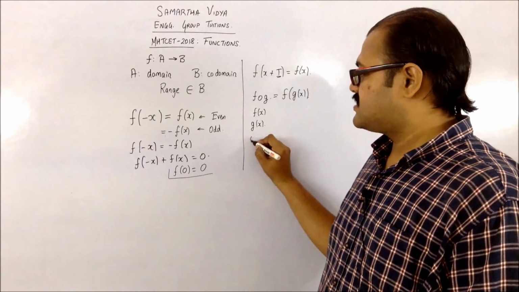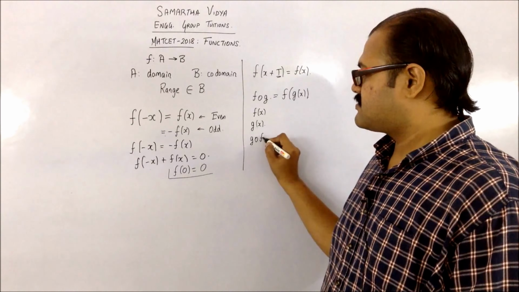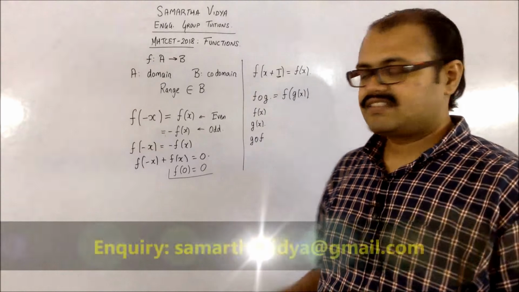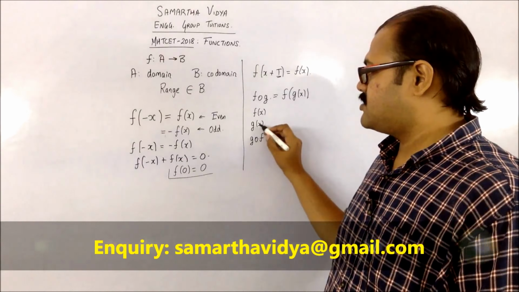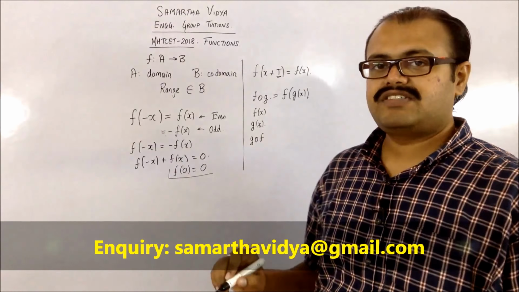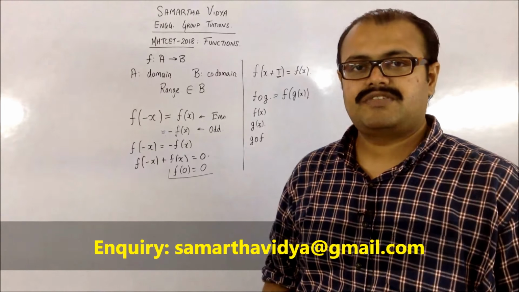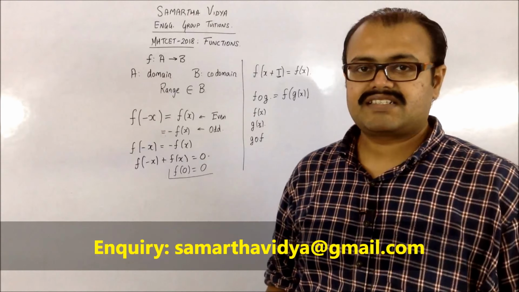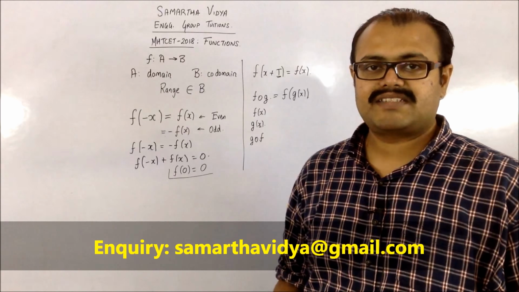If it is given the other way, that is GOF, that is g of f of x, then in that case what you have to do is, wherever x is there in your g of x, you have to substitute your f of x. So we'll be seeing this in the problem section, wherein you will be able to understand what basically this part is.